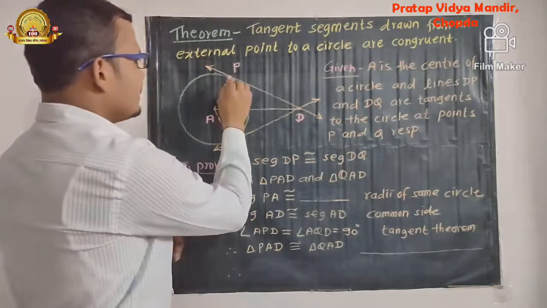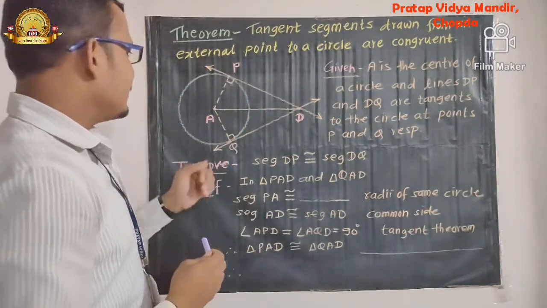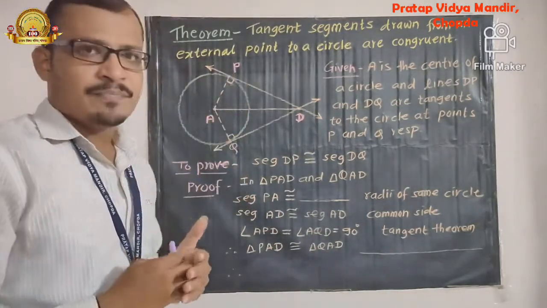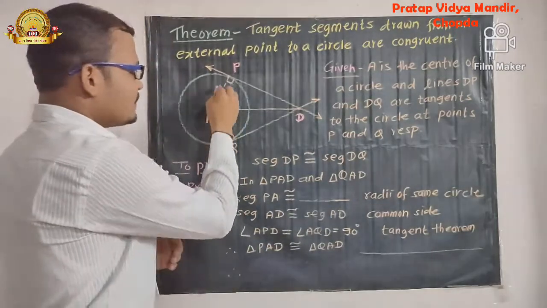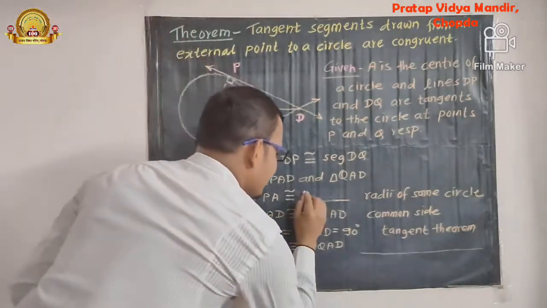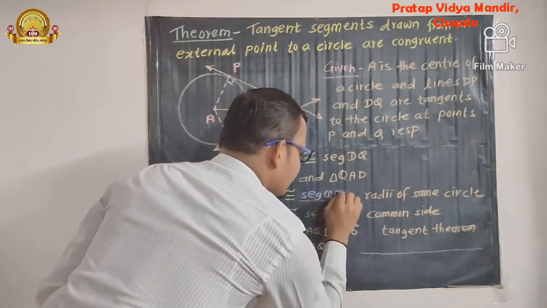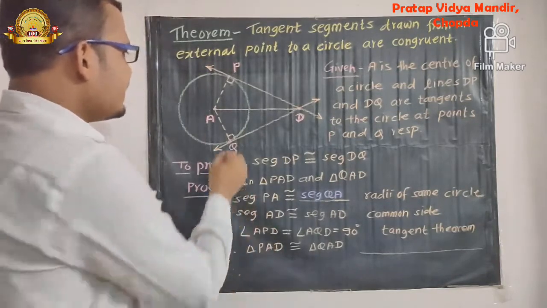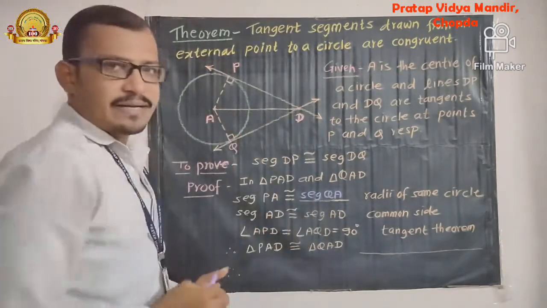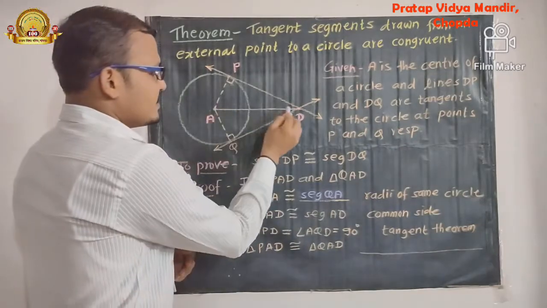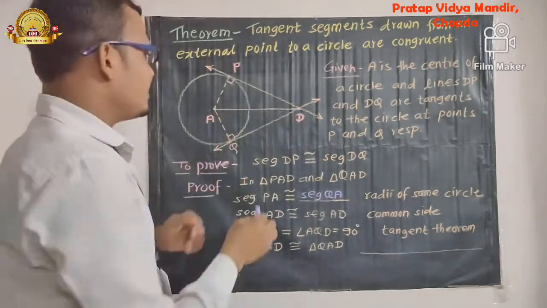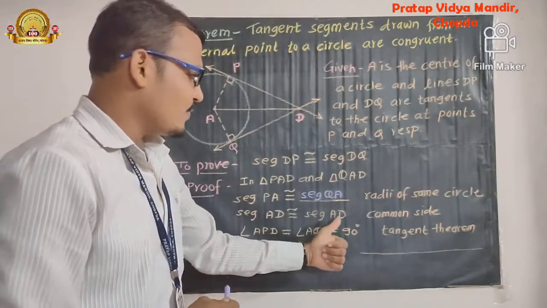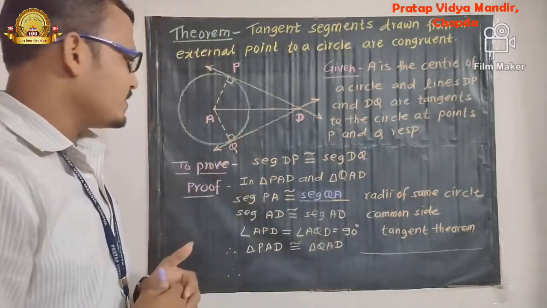Now in these two triangles PAD and QAD, first segment PA congruent segment QA. Why? Because radii of same circle. Then segment AD congruent segment AD. Why? Because this is the hypotenuse of both triangles and also the common side of both triangles.